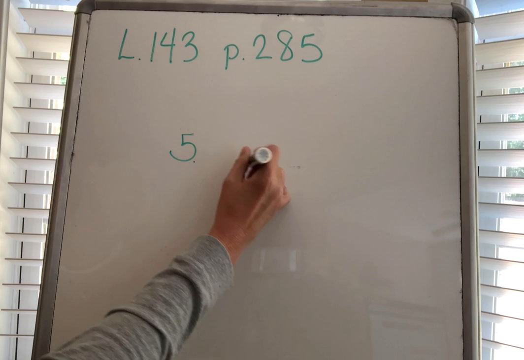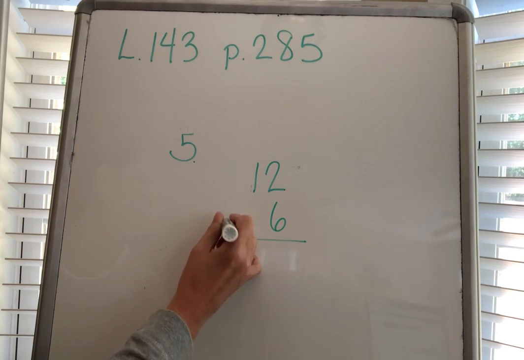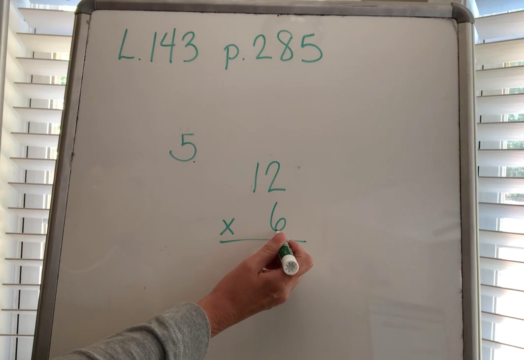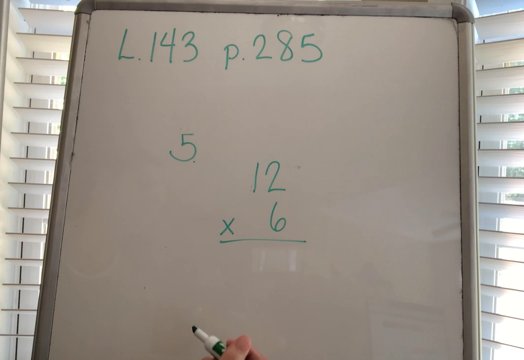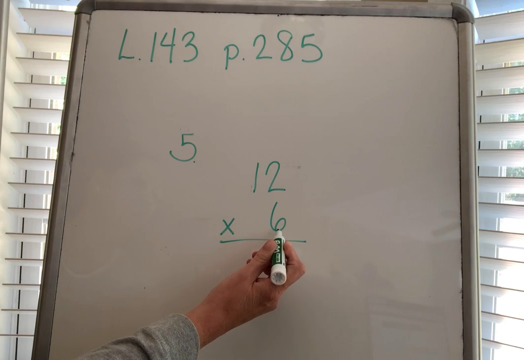Number 5 is 12 times 6. Okay? I mentioned in our math video yesterday that in the next video you would see something a little different and see the reason why we're going to multiply starting at the bottom and going up. Yesterday you probably thought that was crazy and didn't understand why, but today I think you'll be able to see better why we're going to do that. We're going to start in the ones place just like we always do.